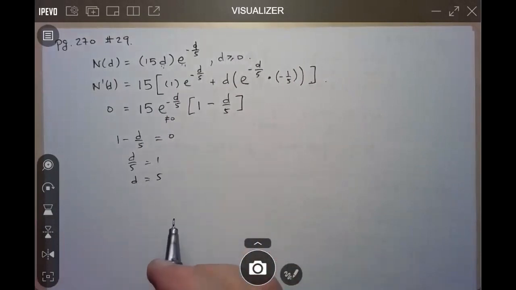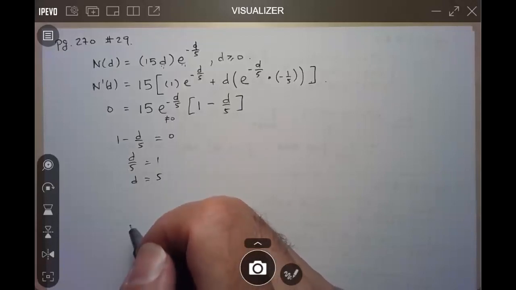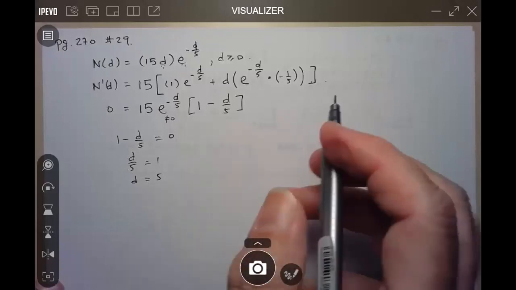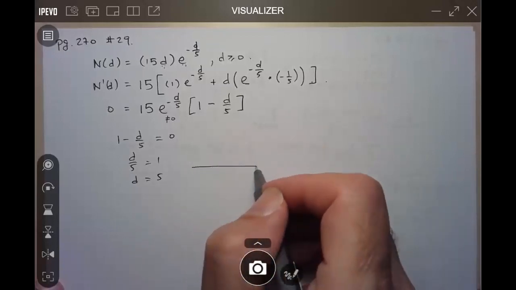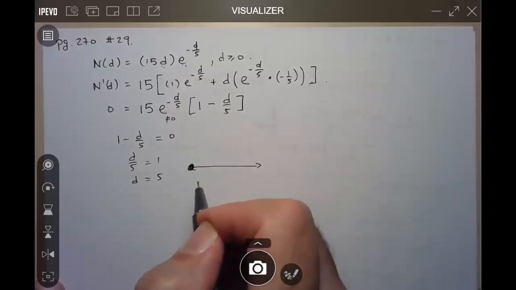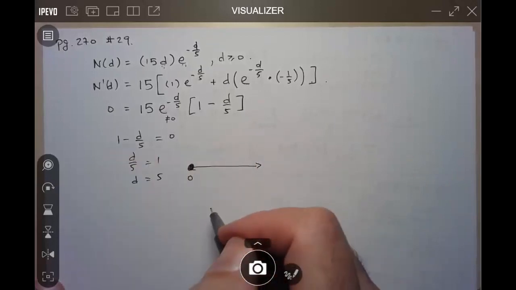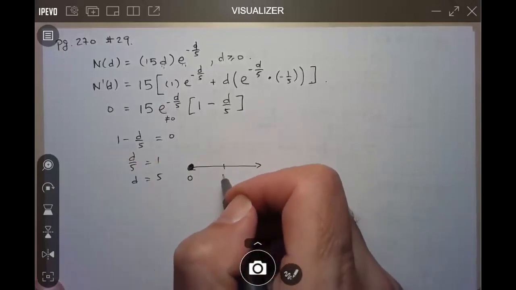Okay. Now, again, we can't be guaranteed that this is our answer, because we have to check that this is indeed a maximum. So this is where I'm going to use my number line here. Now, in fact, I'm not going to use a full number line because really I'm only starting from 0. I don't care about anything less than 0. So my only critical point is at 5.